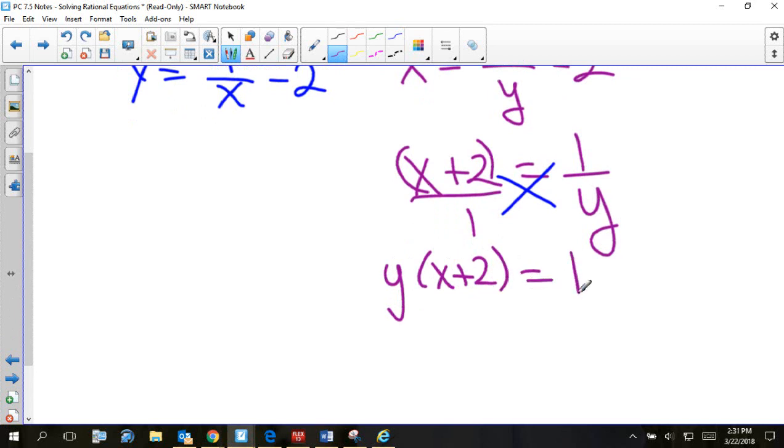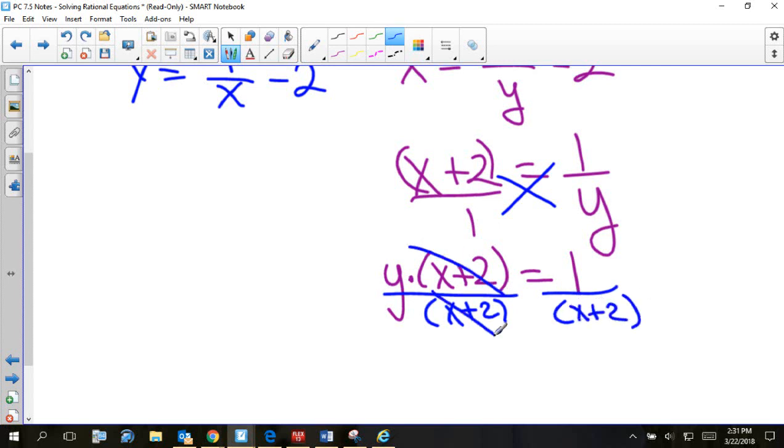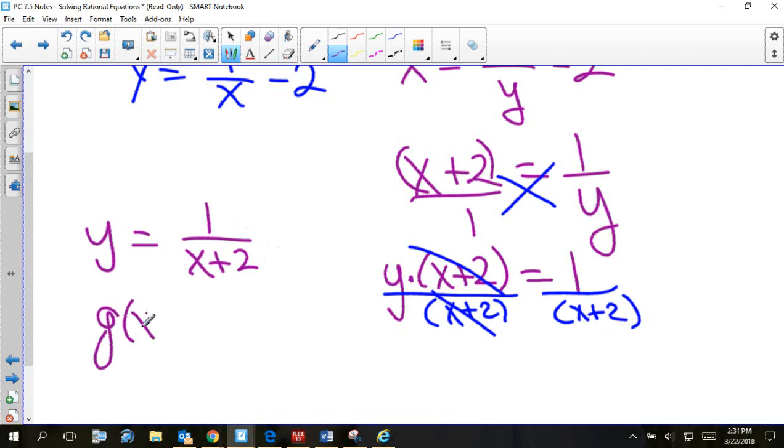Now my goal is to get y by itself. Y is being multiplied by x plus 2. How do I get rid of the x plus 2? The operation right now is multiplication. What's the inverse of that? Division. We divide both sides by x plus 2. So that cancels those. And we get y equals 1 over x plus 2, or since it's a function, we can write g of x equals 1 over x plus 2.